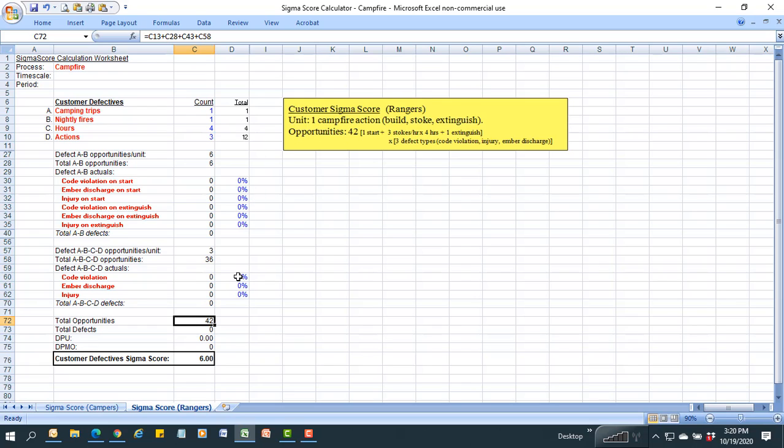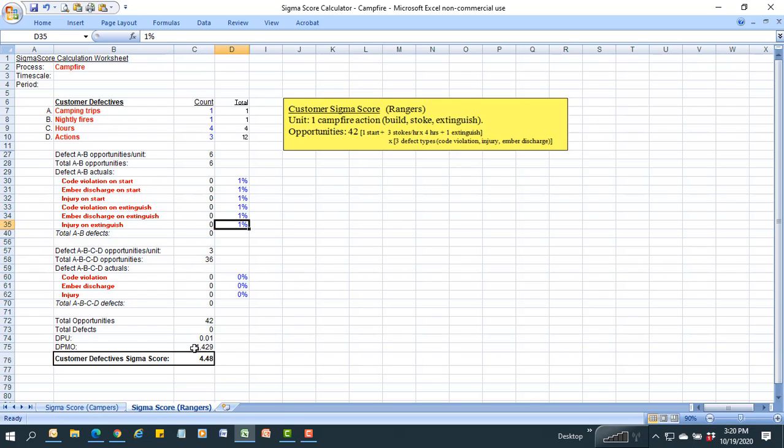So again, if I go through and estimate some of those potential violations, hopefully they're very, very small. But even at 1% of each type of error, if I plug all that in, my sigma score falls to 3.84. If I typically stoke the fire okay, I might have only code violations on starting and putting out the fire. I could end up with a higher sigma score on that.